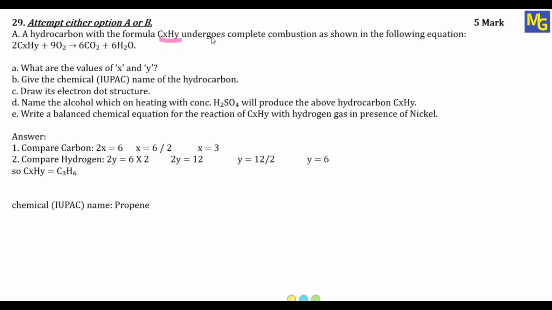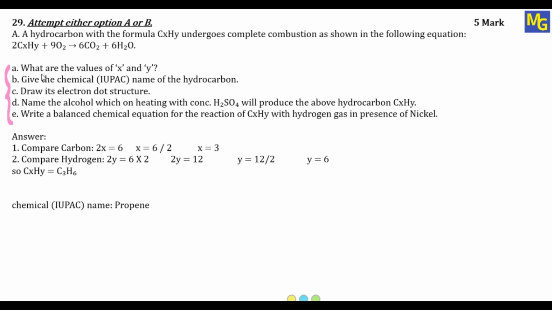So CxHy undergoes complete combustion as shown in the following equation. So you can see this equation. 2CxHy, combustion means reaction with oxygen, and it is giving CO2 and H2O. So this is a combustion reaction of this hydrocarbon. Based on this reaction, we have to answer all these questions.